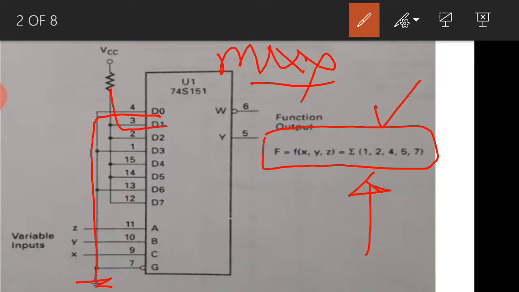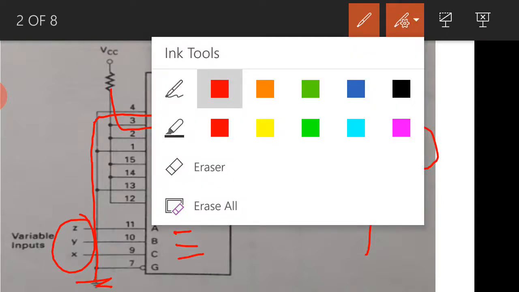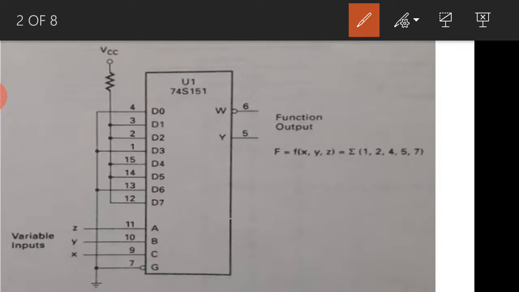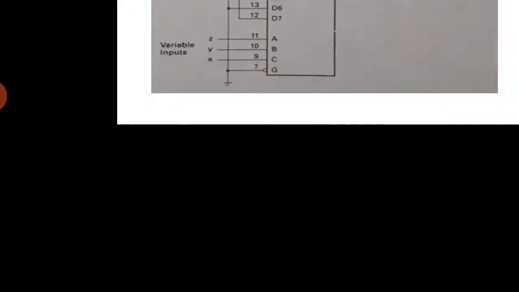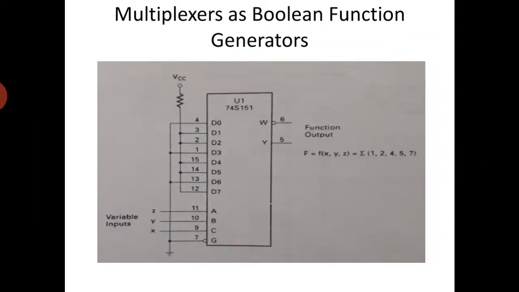Depending upon the variables that we connect to the select lines, the particular bit will be assigned to the output. Whether we want 0, it is connected to ground; if we need 1, it is connected to VCC. So this is how multiplexers are used to realize the Boolean function. This is one example of how the multiplexer is used to realize the Boolean function.